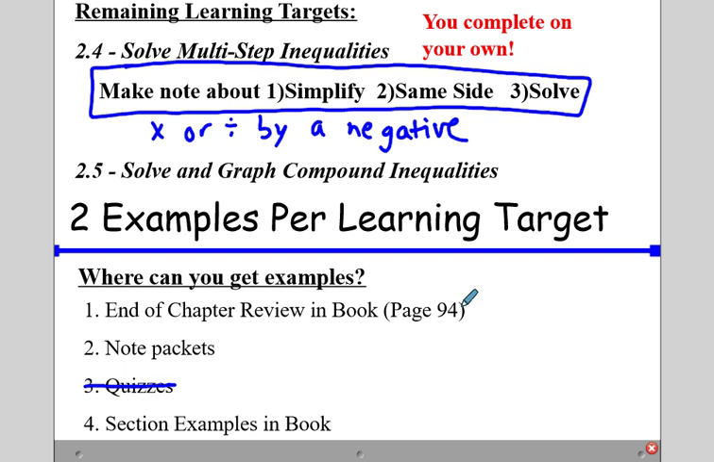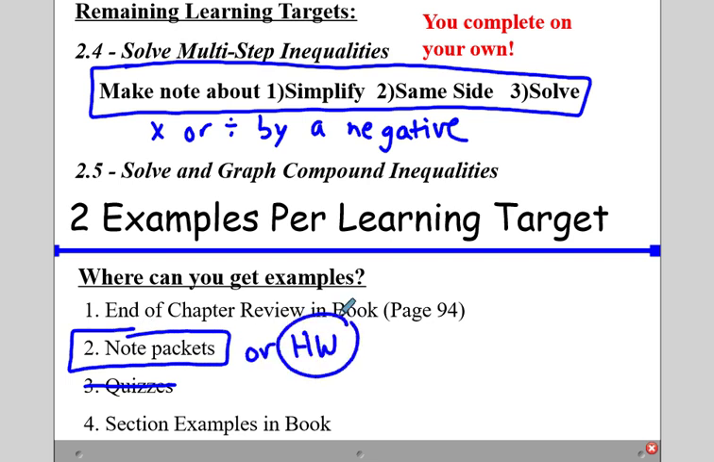That's where they start. If you're looking for 2.4, 2.4 is on page 95, actually. 94 is where 2.1 and 2.2 are. So 95 and 96 are the 2 pages that have 2.4 and 2.5. So you can pull them from there. I actually think the best place to get them would be Note Packet. I'd use Note Packet or homework. Either one of those would be excellent places to get examples from.